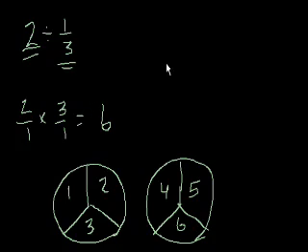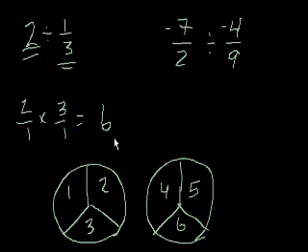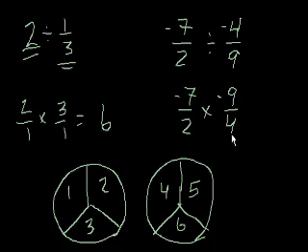And let's do one more just to tire your brain. If I had negative 7 over 2 divided by negative 4/9. Well, that's the same thing as minus 7 over 2 times minus 9 over 4, right? I just multiplied by the inverse of negative 4/9. Negative 7 times negative 9 is positive 63. And 2 times 4 is 8.